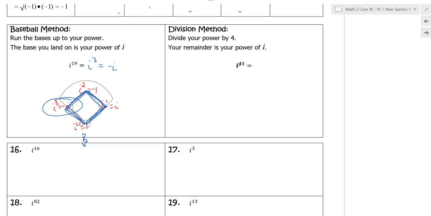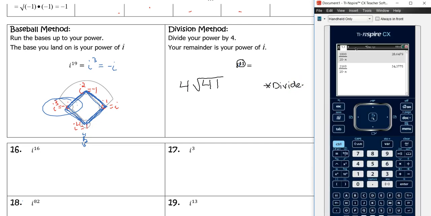Okay. So, divide your power by 4. So here's my power. So I'm going to take 41 and divide it by 4. So our first step is divide. And this is what we're just going to use our calculator for. 41 divided by 4. And we want it as a decimal. So what you're going to do is hit Control, Enter.